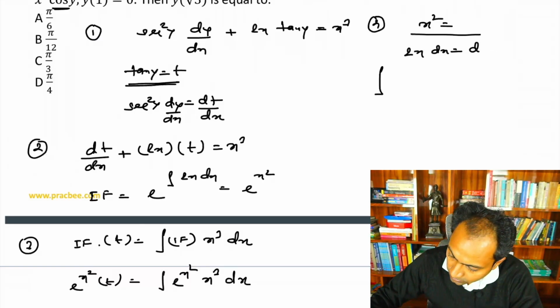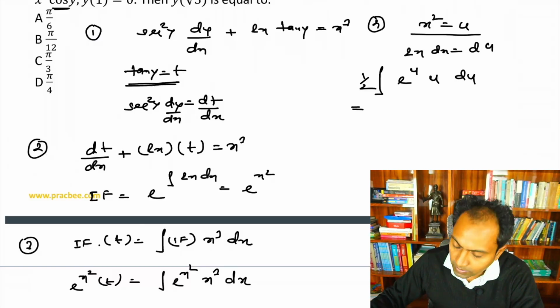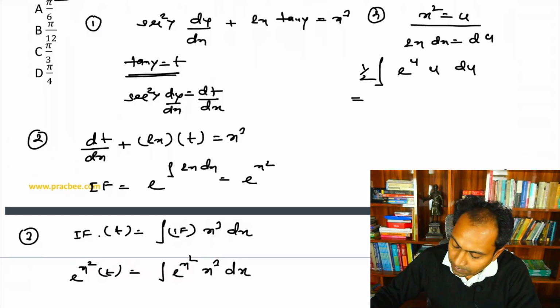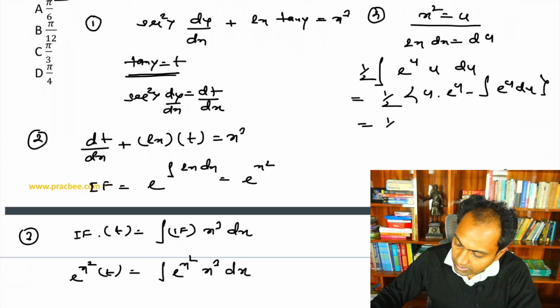And since we have already used t, it would be better to use some other variable like u. So this will become nothing but 1 by 2 e raised to the power u, and the remaining part would be x square, that can be written as u du. And now we can use by parts. If I use by parts, it will become first function into integration of second function minus differentiation of first function into integration of second function.